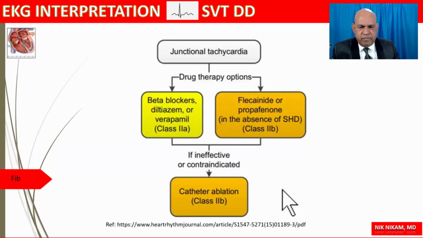How do we treat them? Drug treatment for junctional tachycardia includes beta blockers, diltiazem, verapamil, or flecainide and propafenone in the absence of a structural heart disease. If these things are ineffective or contraindicated, then if this is a recurring junctional tachycardia, catheter ablation can be attempted.